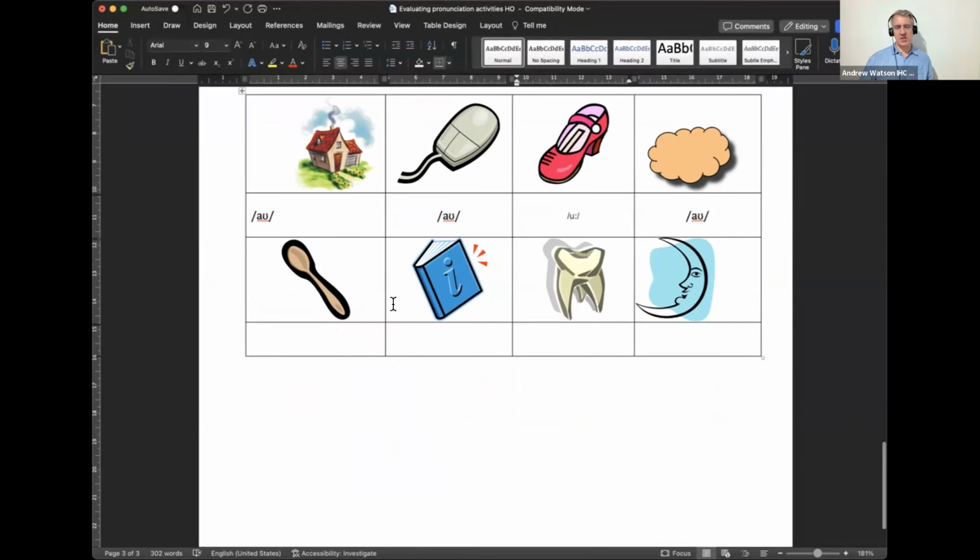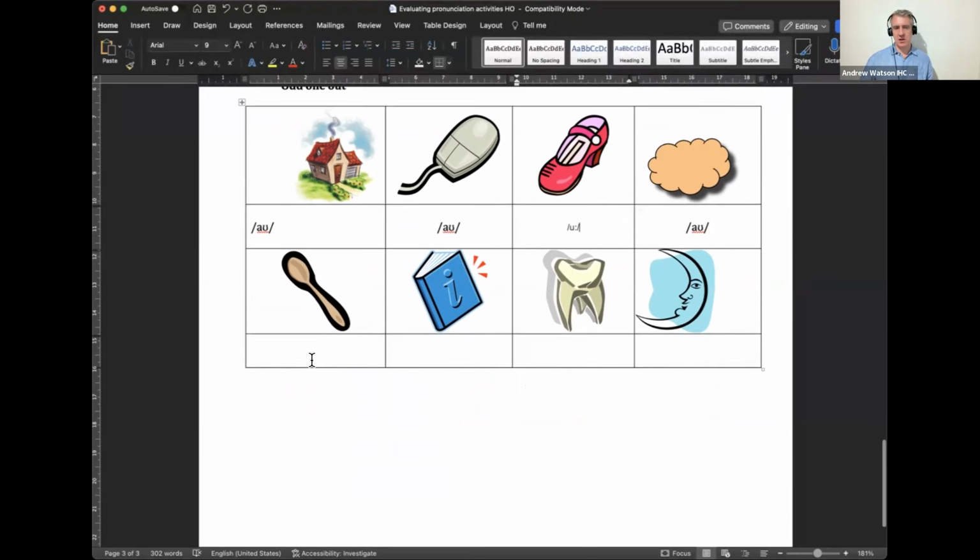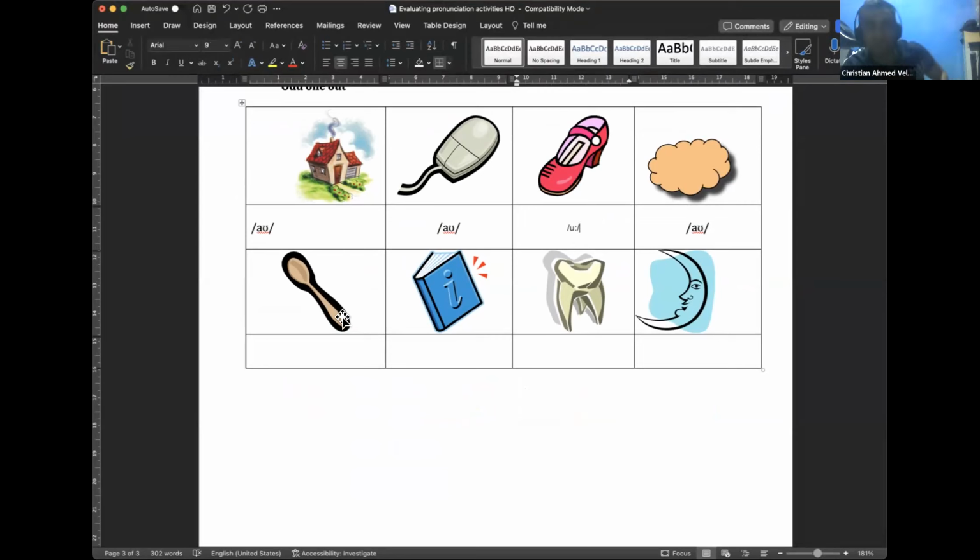Now, what about this line, the second line? Christian, can you say the items? Spoon, book, tooth, and moon. Okay, so which is the odd one out?